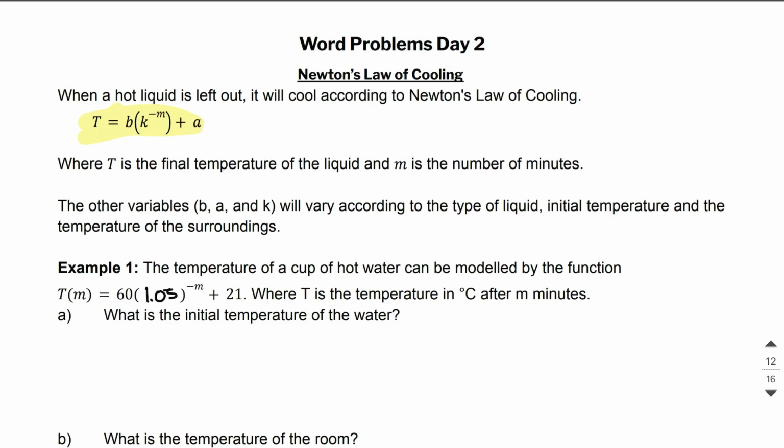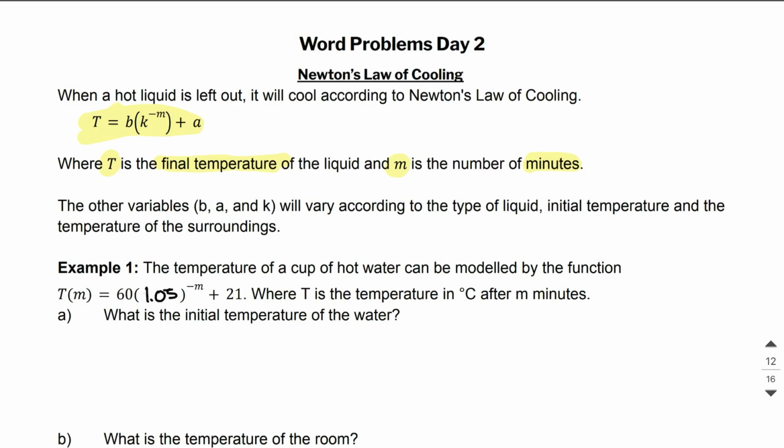where T is the final temperature of the liquid and M is the number of minutes, okay? The other variables, B, A, and K, will vary according to the type of liquid, the initial temperature, and the temperature of the surroundings. So let's take a look at our first example.